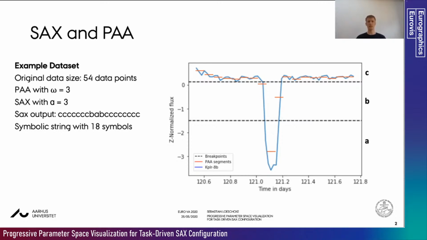SAX discretizes the PAA aggregated data by mapping intervals of PAA segments to a discrete set of alphabet symbols. The PAA segments in the figure are mapped to the corresponding symbol that represents the breakpoint interval it lies within. Here we use an adaptive version of SAX that computes these interval boundaries using representatives produced by Lloyd's algorithm. The result is a string of 18 symbolic letters. Thus, the output is reduced to 1/3 of the original data size, and with an alphabet size of 3, the value range is reduced to a 3-letter alphabet.